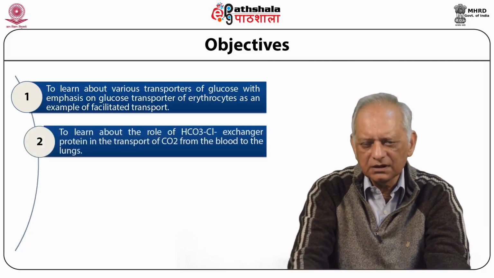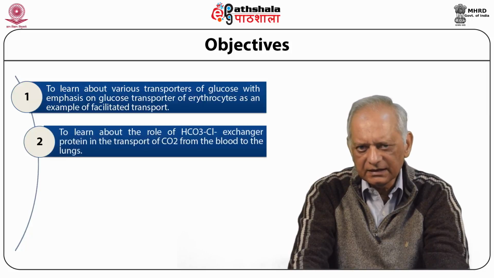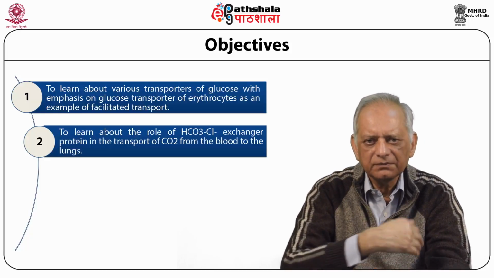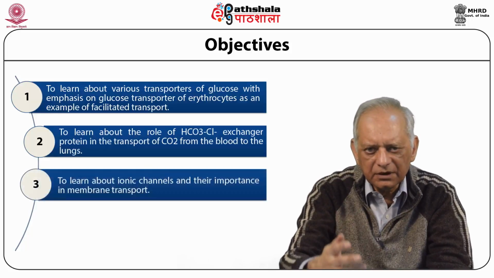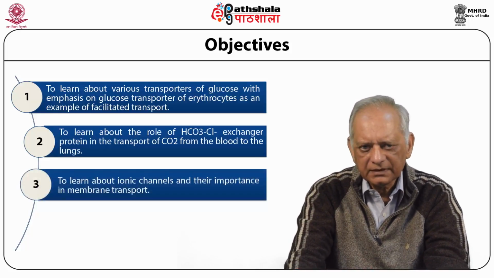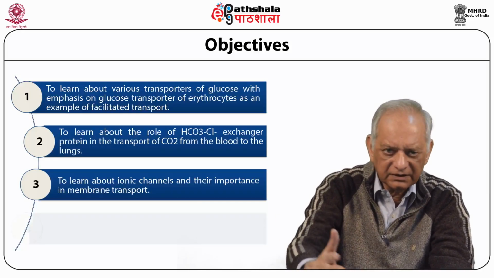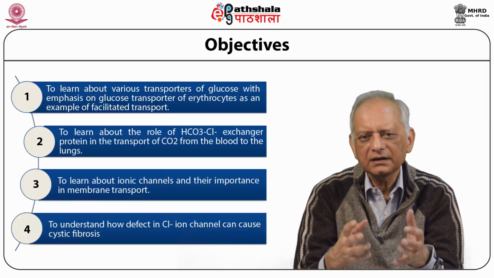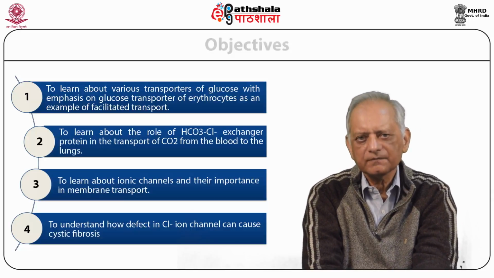We will also learn about the role of the bicarbonate anion and chloride anion exchanger protein in the transport of CO2 from the blood to the lungs. To learn about ionic channels and their importance in membrane transports, and finally to understand how a defect in chloride ion channel can cause cystic fibrosis.